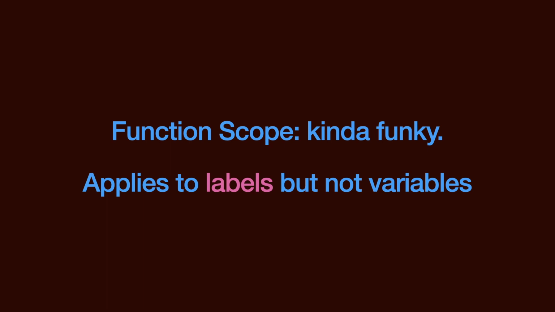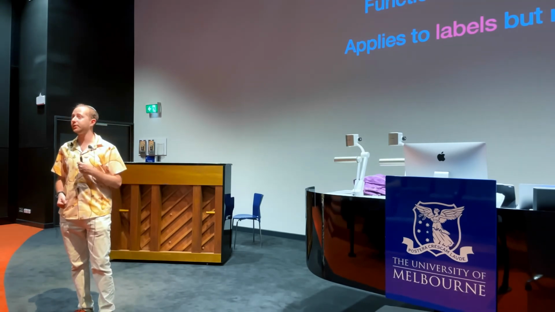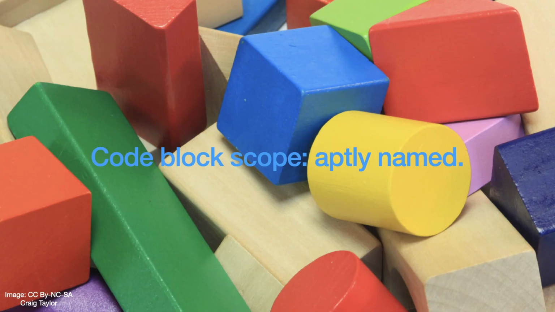Function scope is kind of funky. There are two of the scopes that we're not really going to use. Function scope is one of them. It applies to labels and not to variables, and these we're not going to look at at all in the class, but it's worth knowing that it exists.